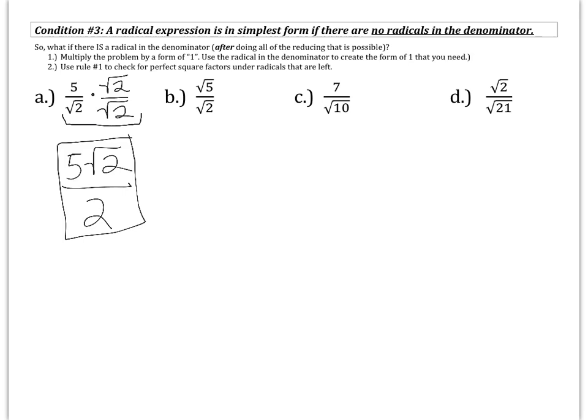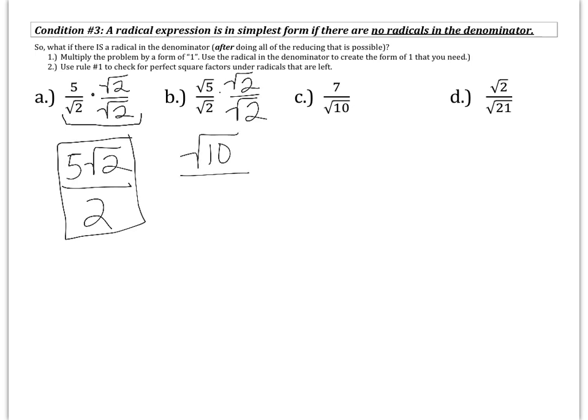So the next one looks very similar, except the top is also a radical. You're still going to do the same thing. What's wrong with this is you can't have the square root of 2 in the denominator, so I've got to get rid of it. So to do that, again, I'm going to multiply the top and the bottom by the square root of 2. Now on the top, since both 5 and 2 are radicals, put them together to get the square root of 10.